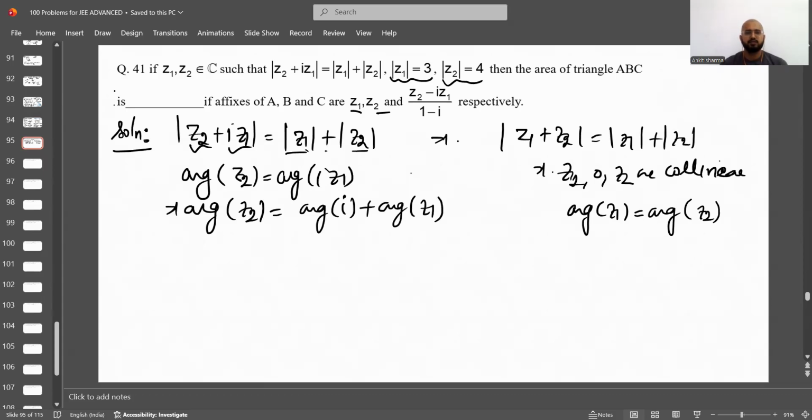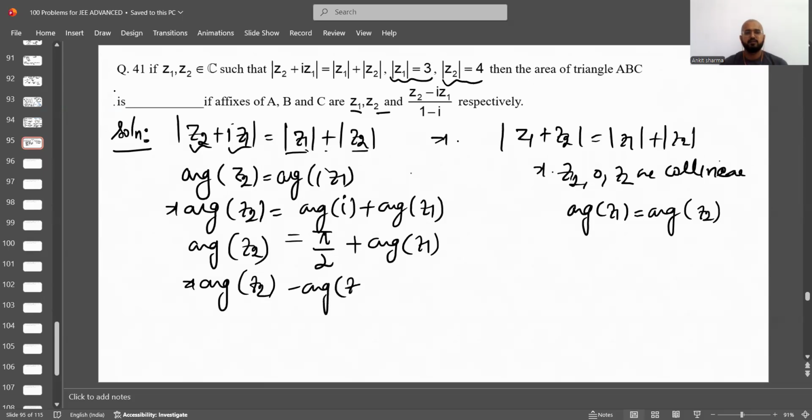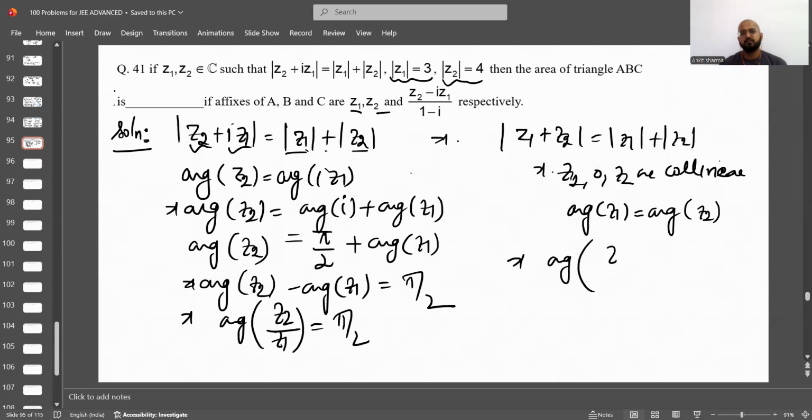So that means argument of z2 is equal to argument of i plus argument of z1. Now, argument of i is going to be pi by 2 plus argument of z1. We can transfer this one here, so I'll be having argument of z2 minus argument of z1 is equal to pi over 2. Now this could be further written as argument of z2 over z1 is equal to pi over 2. So I want to include one more coordinate into the picture. That means I can write down argument of z2 minus 0 over z1 minus 0 is equal to pi over 2. So this looks like an arc, basically.